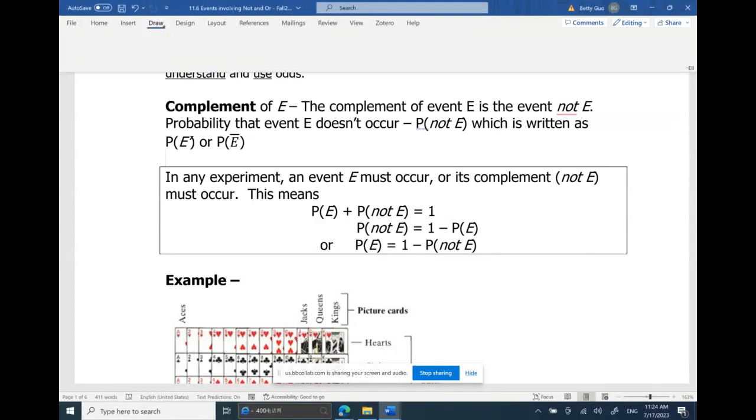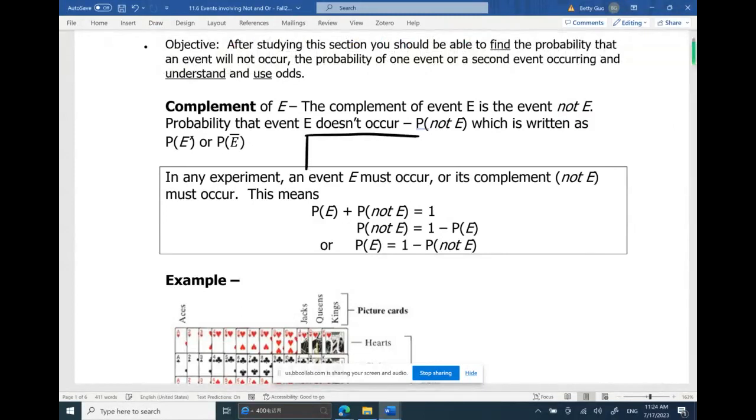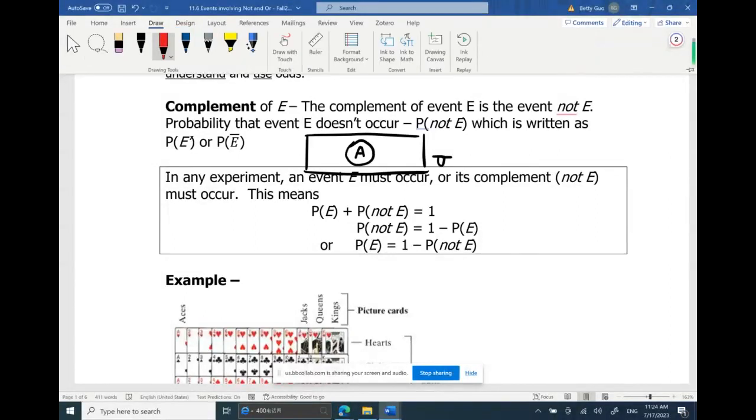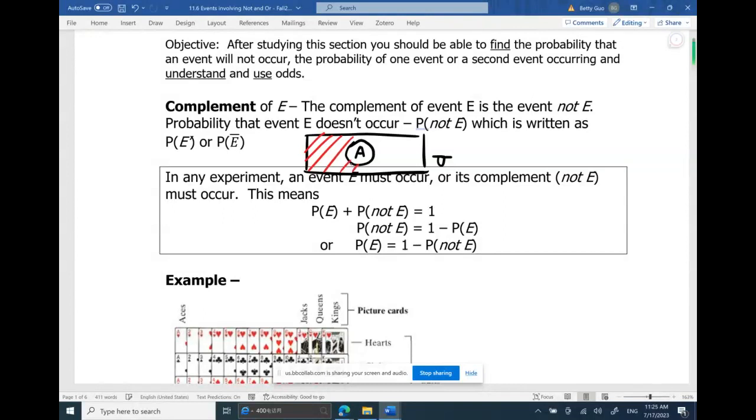In chapter 2, remember, if we have the universal set, the rectangle, and this is A, then A prime would be the region represented by the shaded region in the box, but outside the circle A. So the shaded region is A prime. Remember, events are subsets of sample space, so they are very consistent. And we also use A prime to represent the complement of event A.